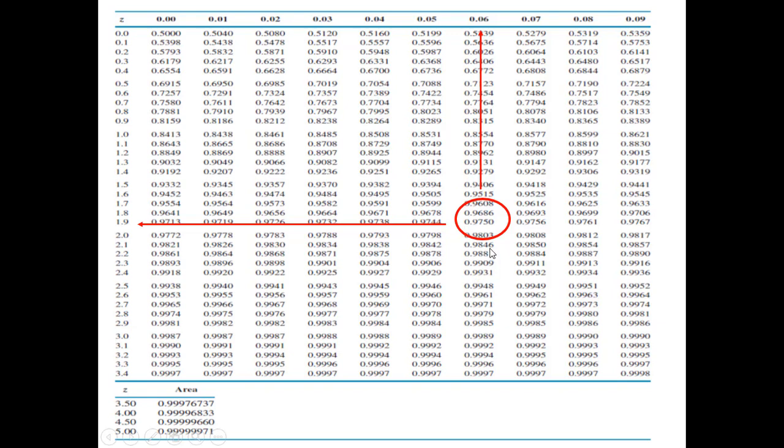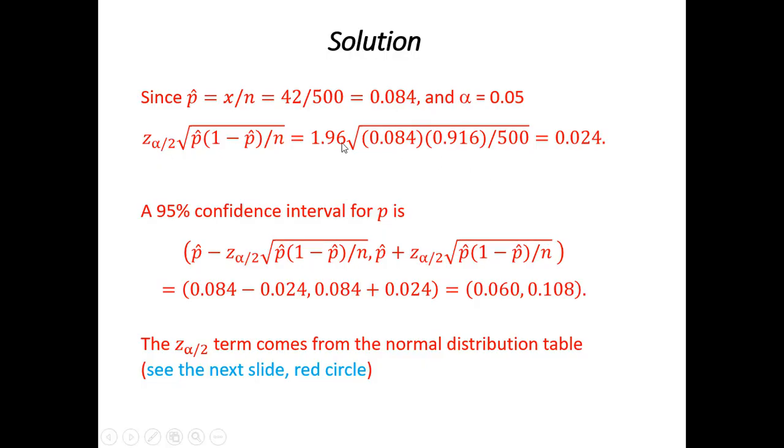So we try to get as close as we can. We see we get an exact match here, 0.975. So the corresponding z-value is 1.9, and then up here we get the second decimal place, 0.06. So we get 1.96. So that's where this value comes from. When we calculate the bounds given in this formula, we get 0.084 minus 0.024, and then 0.084 plus 0.024. Simplify, our 95% confidence interval is 0.06 to 0.108, or if you want, 6%, the lower bound, 10.8% would be our upper bound.